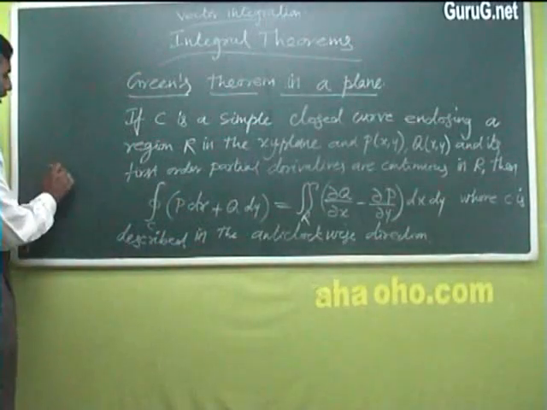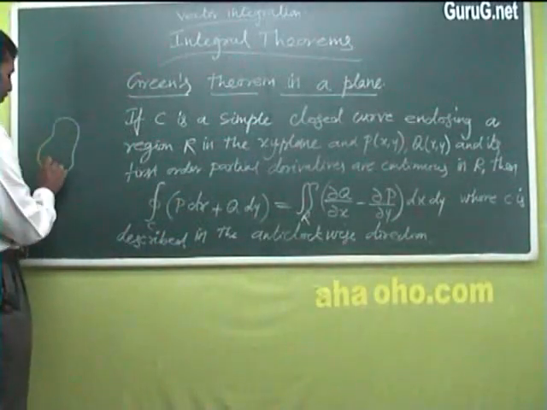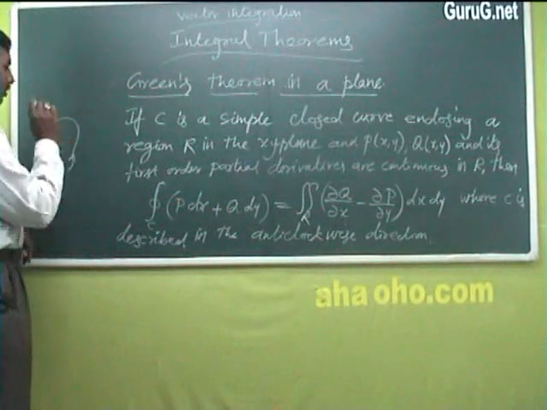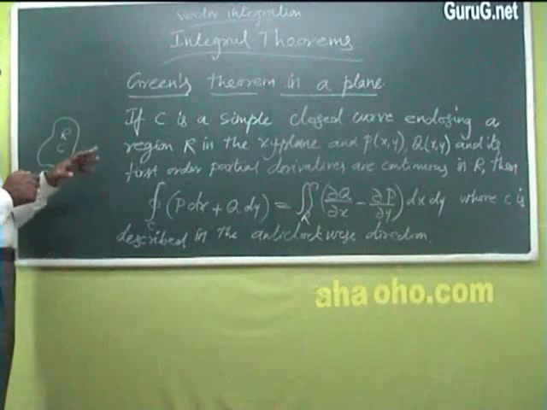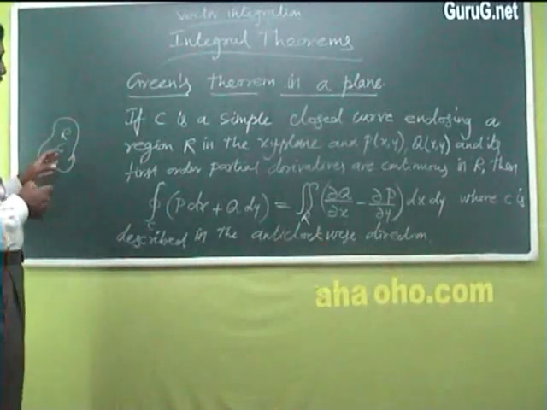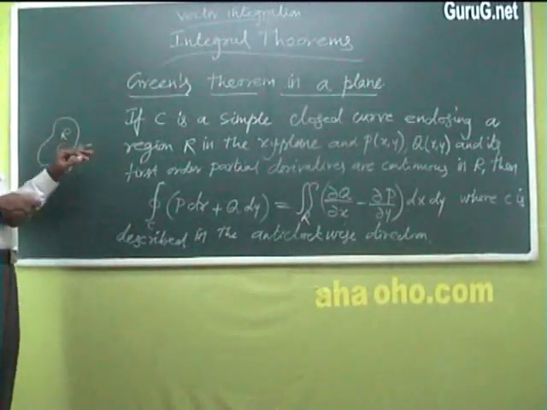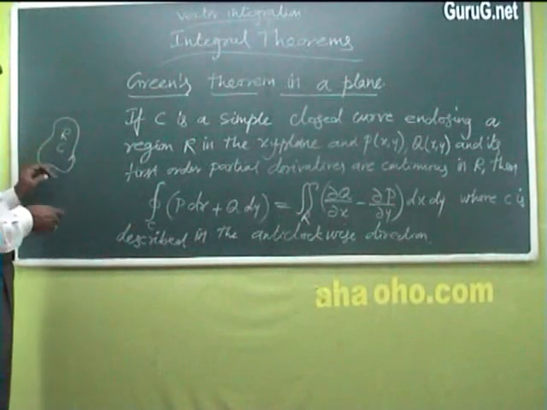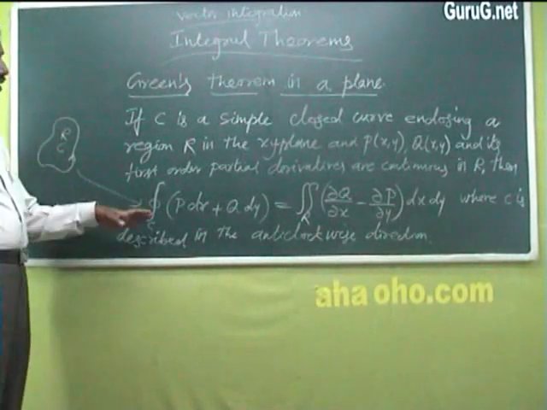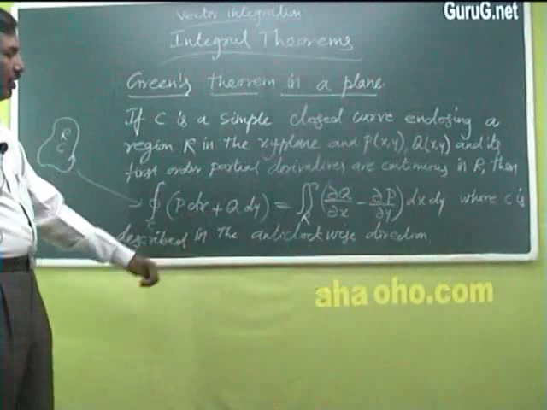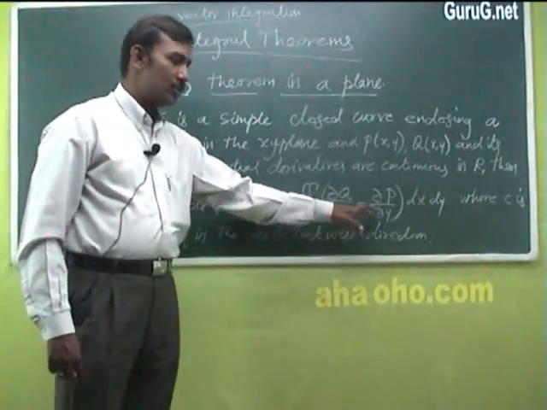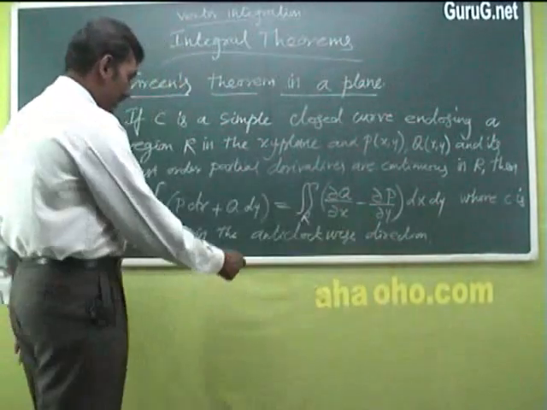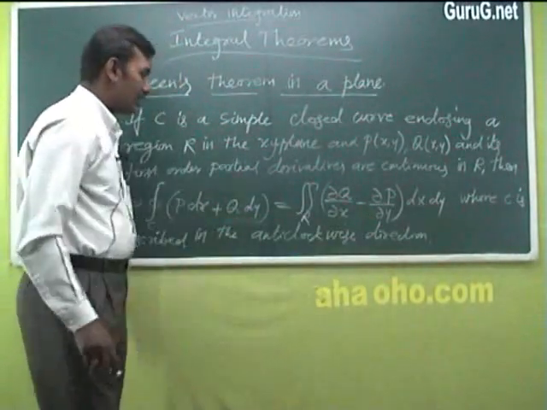Suppose this is a closed curve C, which encloses some region R. In this there are two functions P and Q, and their first order partial derivatives are continuous in this region. Then we have this statement: integral over C P dx plus Q dy equals double integral over R of dou Q by dou x minus dou P by dou y. So this result is true. We have to verify this result.